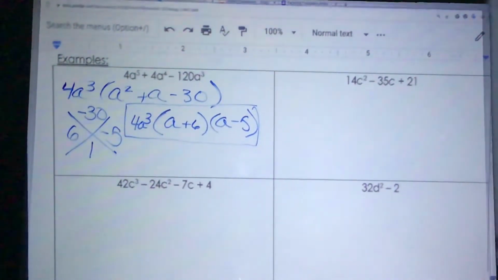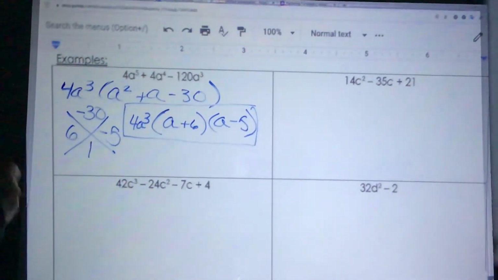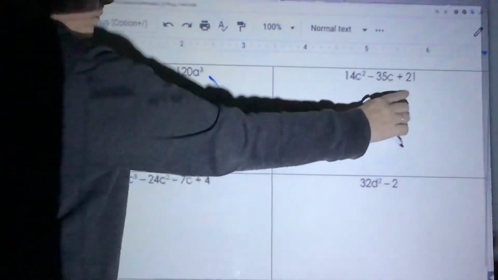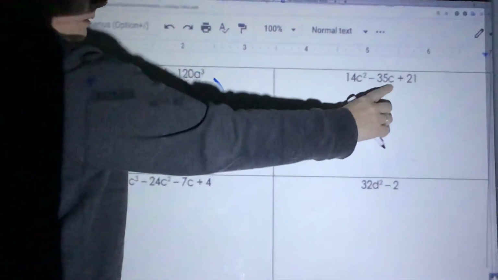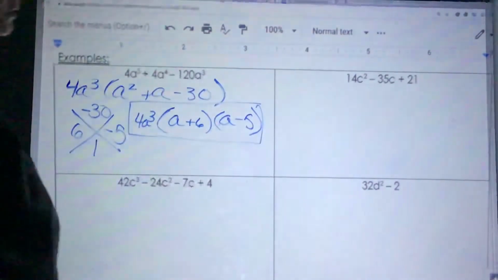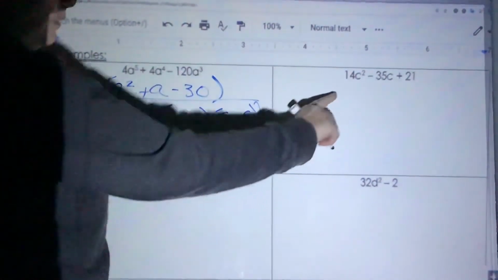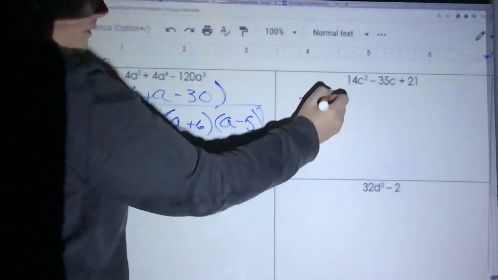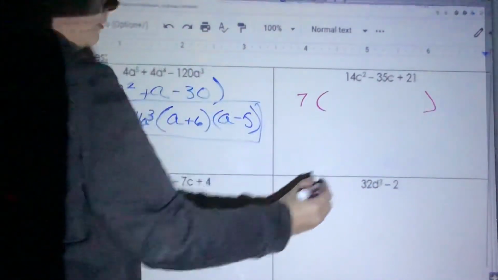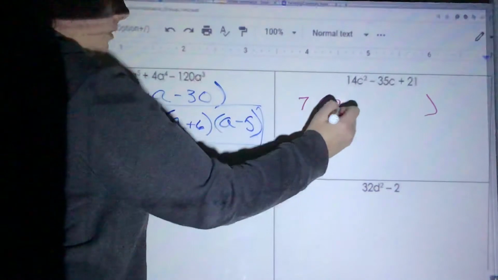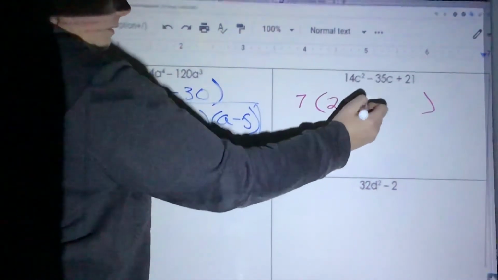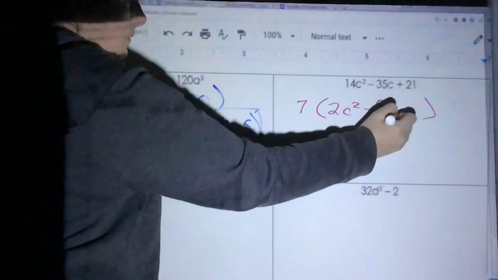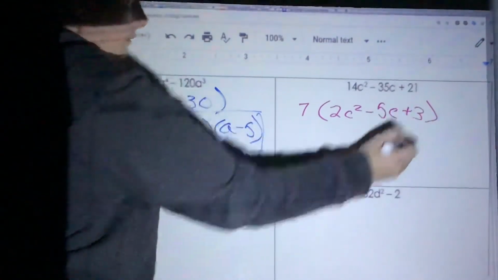For our second example, I have a trinomial. It's in standard form because it goes c squared, c to the first power, c to the 0 power. And now I'm going to look for a GCF. So I can take out a 7 from all three of those terms. And then in parentheses, I would have 2c squared minus 5c plus 3.